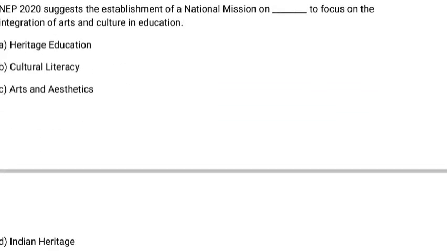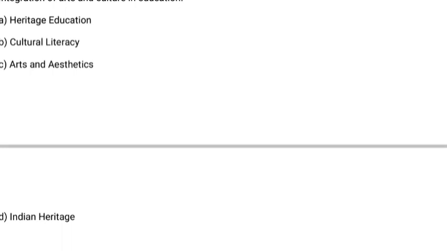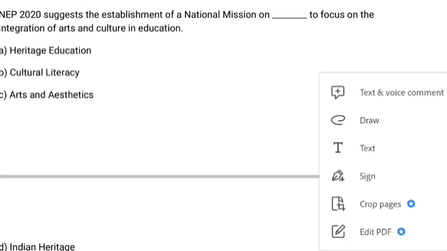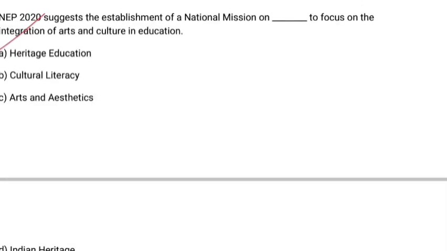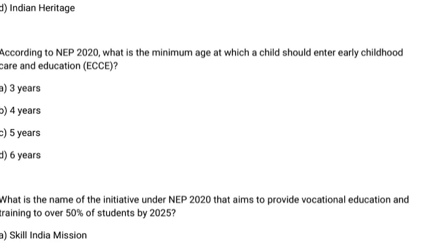Next, NEP 2020 suggests the establishment of a national mission to focus on the integration of arts and culture in education: heritage education, cultural literacy, arts and aesthetics, Indian heritage. It will be heritage education. According to NEP 2020, what is the minimum age at which a child should enter early childhood care and education? It will be number 4, B, that is 4 years.